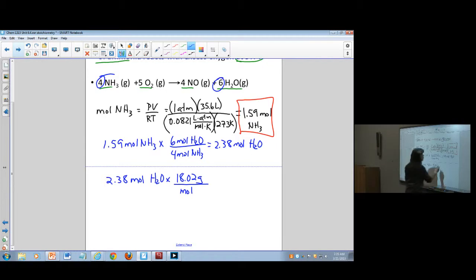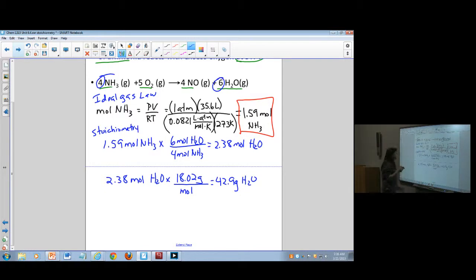and this works out to be equal to 42.9 grams of water. Okay, so all I did was use the ideal gas law, step 1 here, to find n. Then I used stoichiometry to get to the moles of whatever the unknown was. And then, in this case, I finished the question. All right, so in this case, all I had to do was convert to grams.